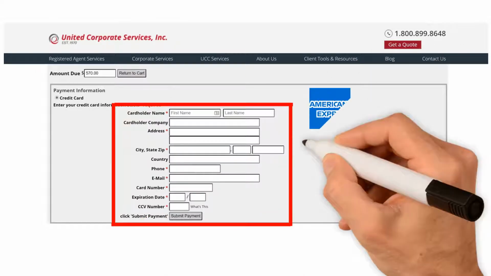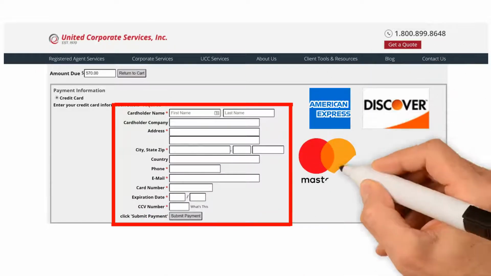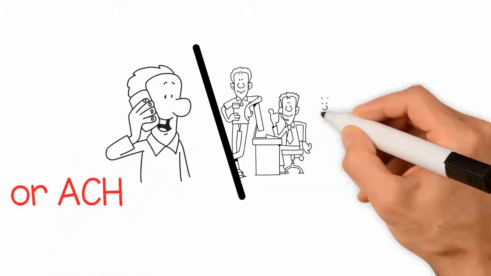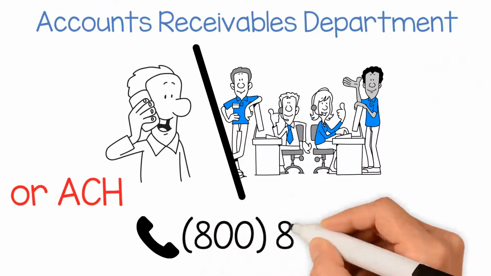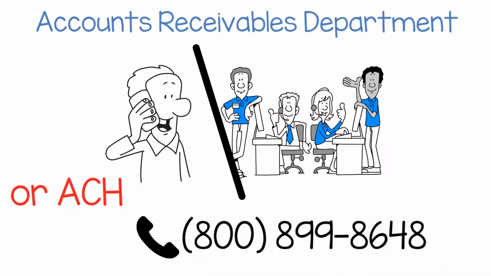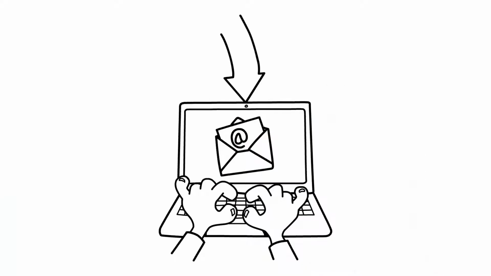This page accepts American Express, Discover, MasterCard, and Visa. If you prefer to pay by phone or ACH, please contact our Accounts Receivables Department at 800-899-8648. Once you submit payment, an email confirmation will be delivered to the email address provided.